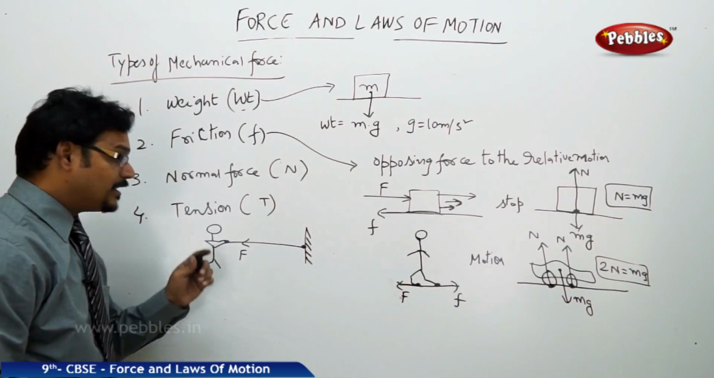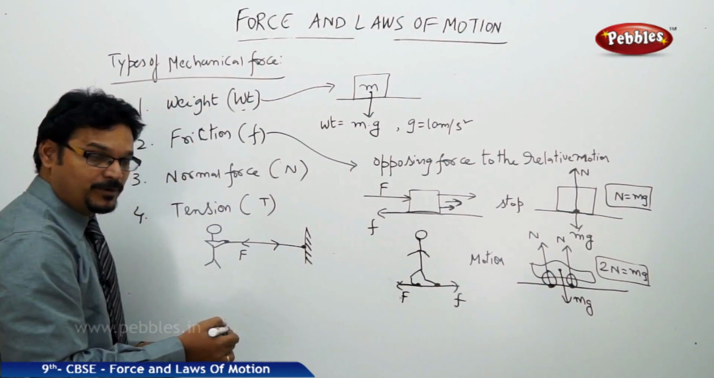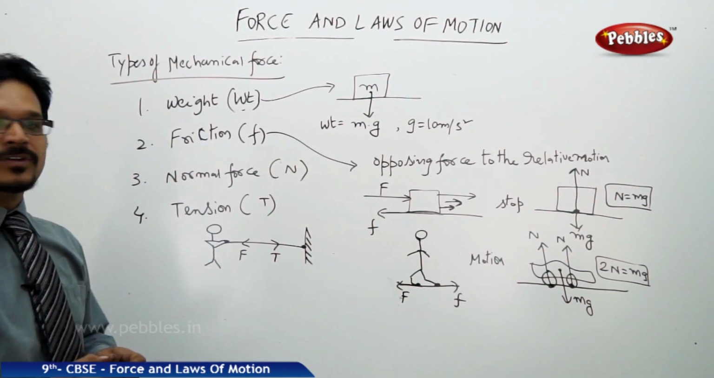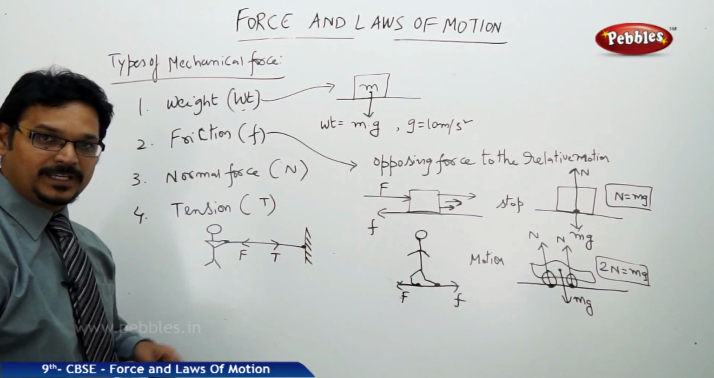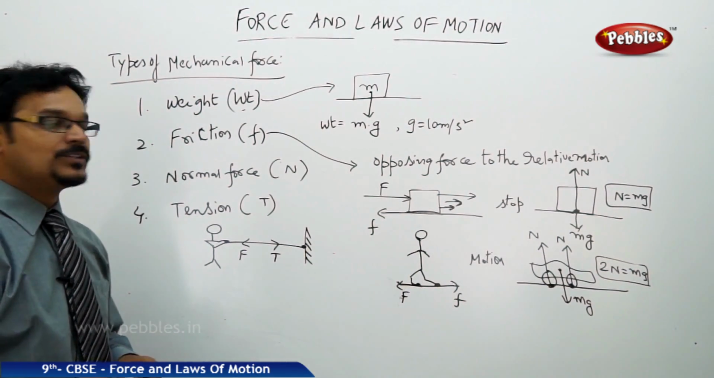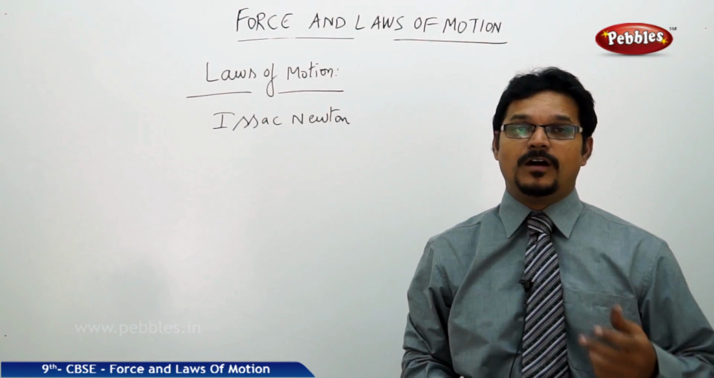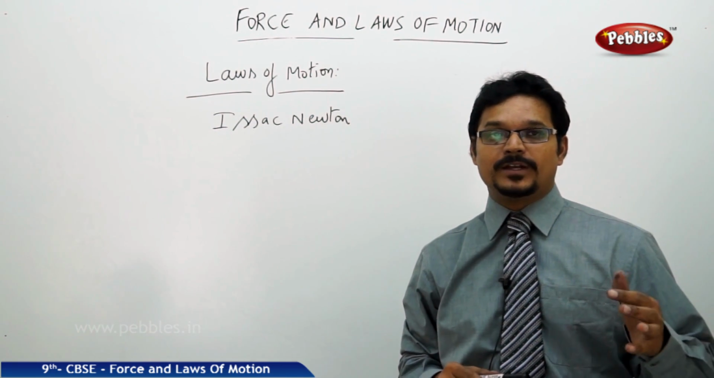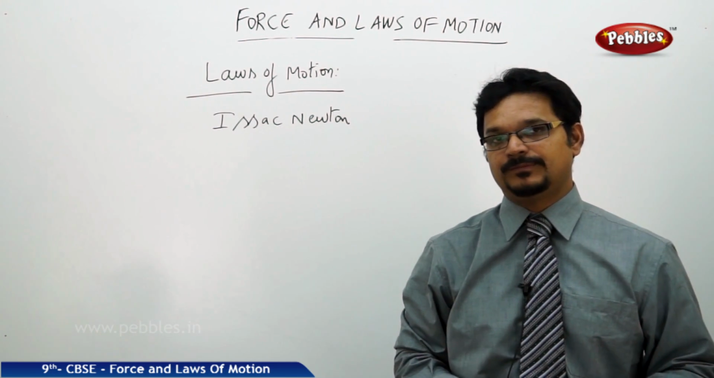When you pull, the string doesn't break because there is a force equal and opposite to your force developed by the string, and that force is tension. So tension is experienced when you are working with strings. It is always opposite to the applied force. So like that, we have 4 types of mechanical forces. Now we are going in depth into the concept. We learned what force is, what the types of forces are, especially the mechanical forces.